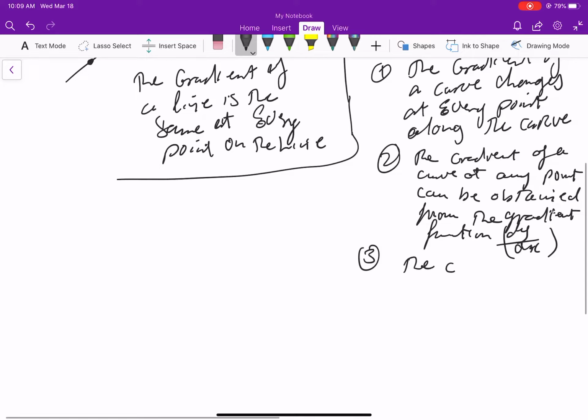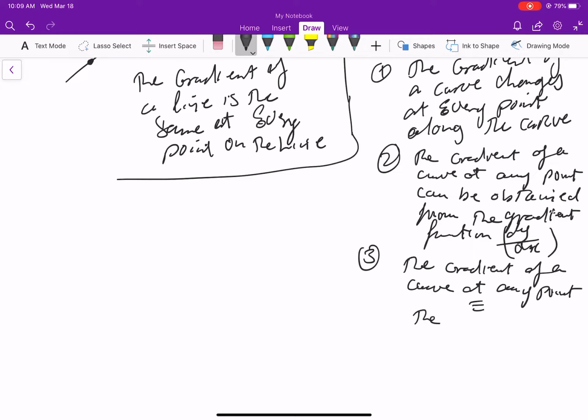The gradient of a curve at any point is equivalent to the gradient of the tangent to the curve at that point.